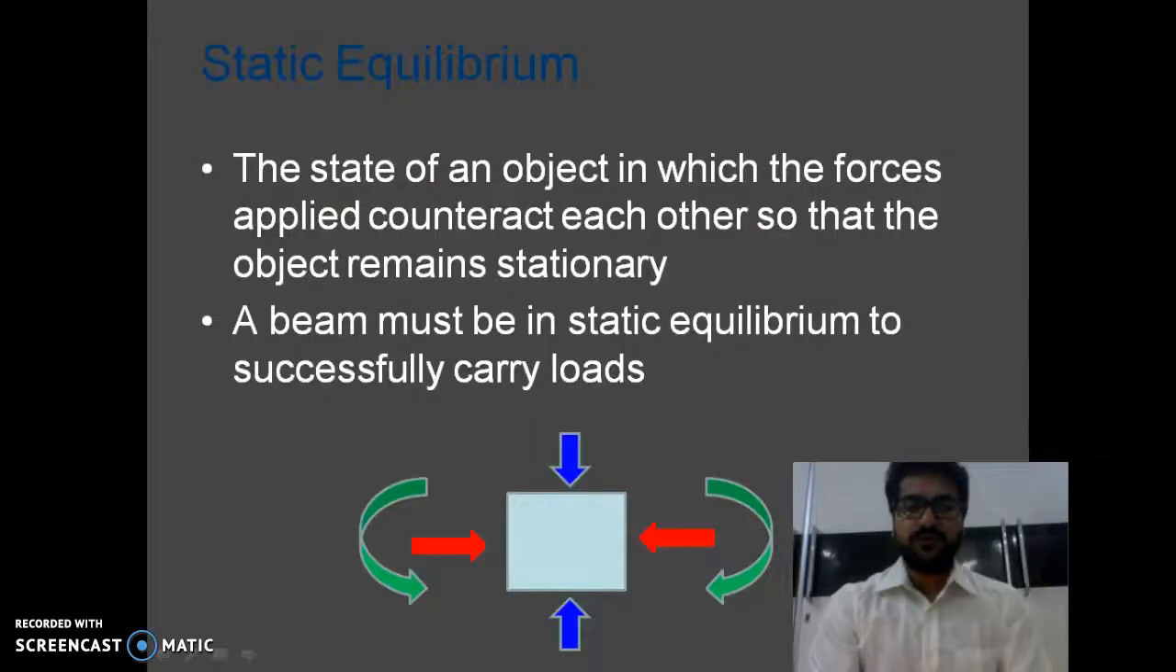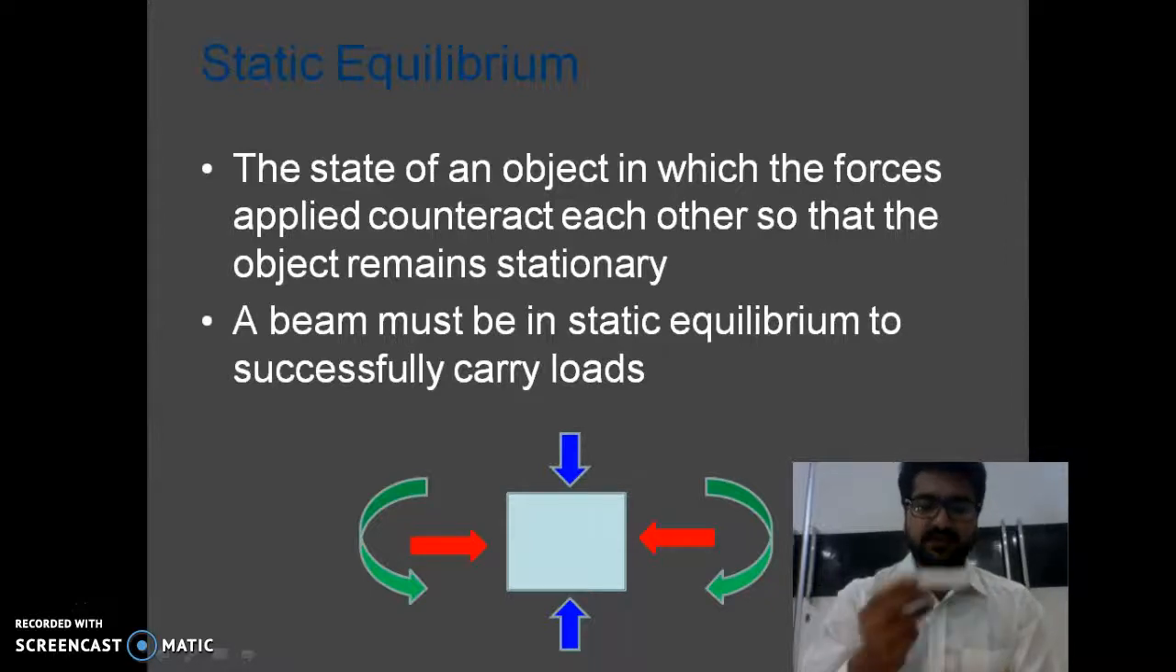So in order to analyze the beam, we first need to understand static equilibrium. So what is static equilibrium? For example, there is an object over here, as you can see, and some red and blue forces are applied on it. Blue and red forces are nothing but point loads. As you can see, there are downward arrows, left side arrow, right side arrow, and similarly like that.